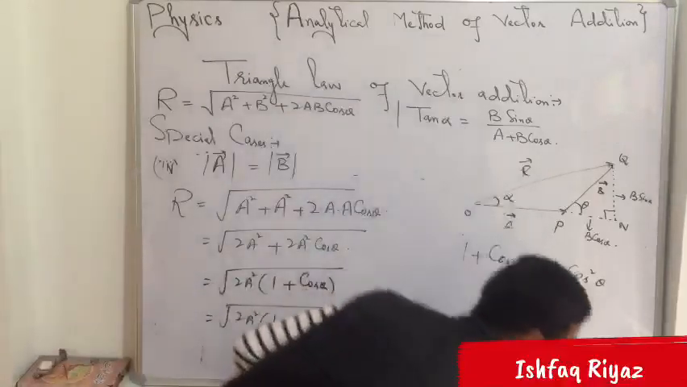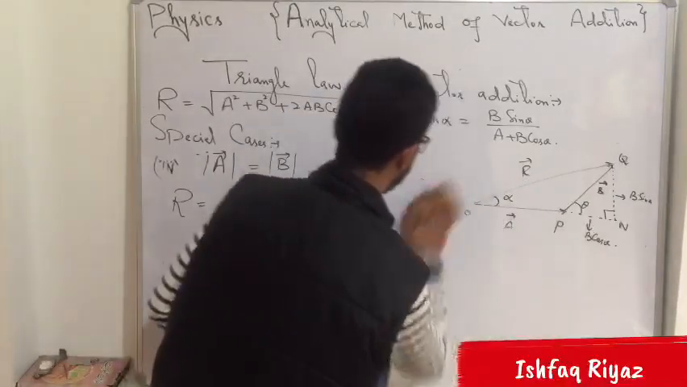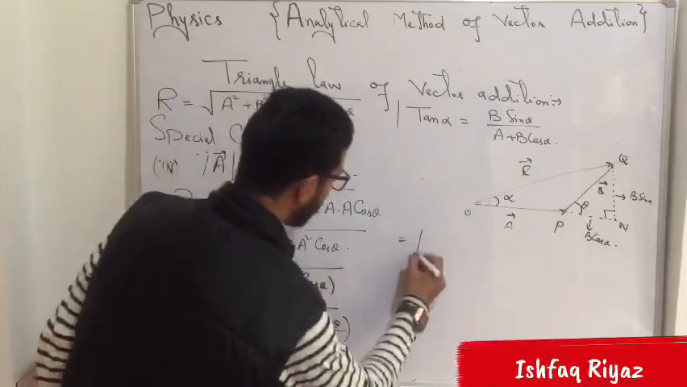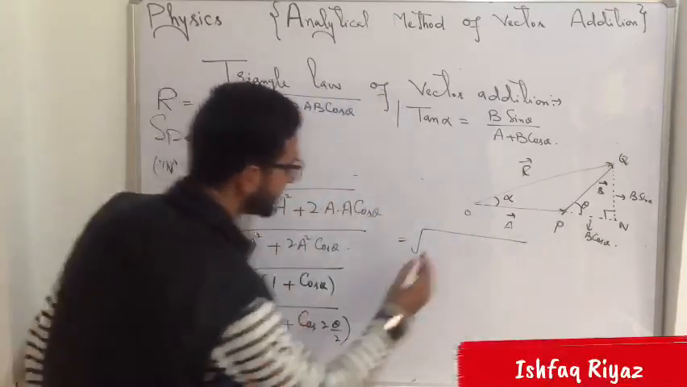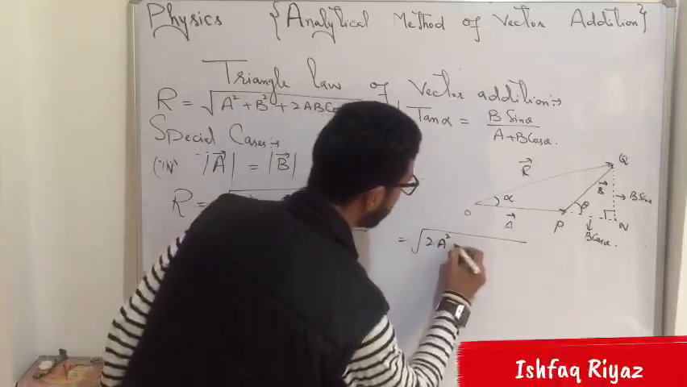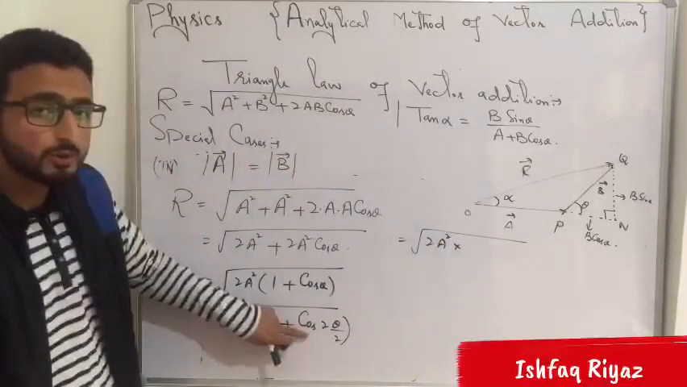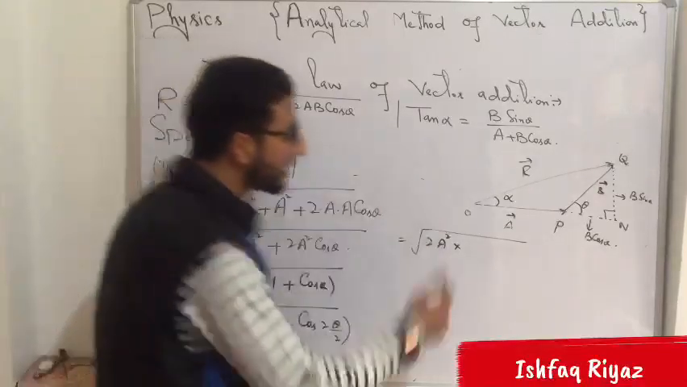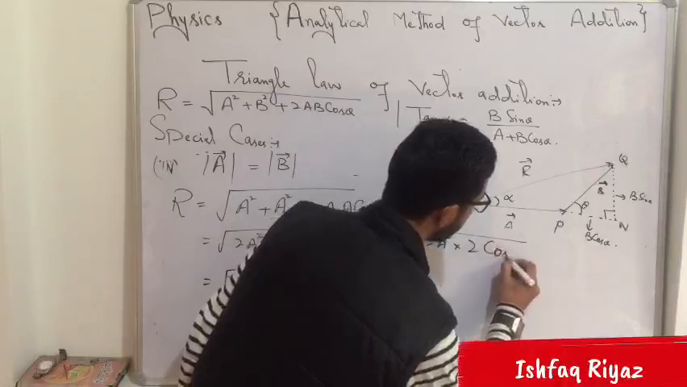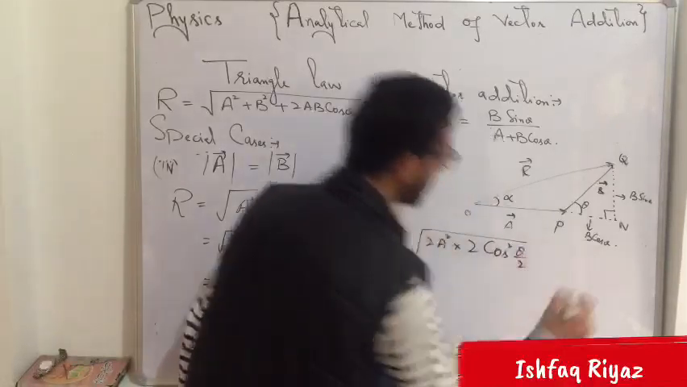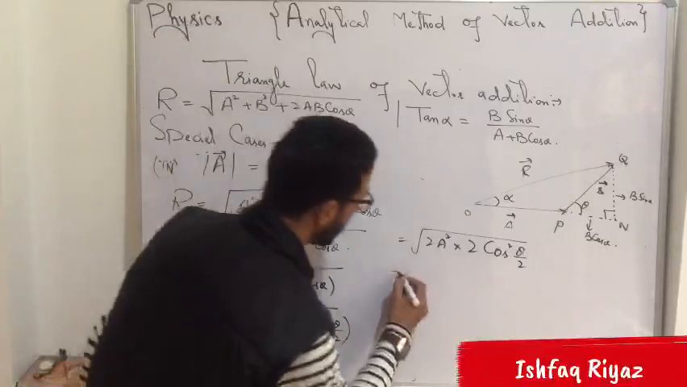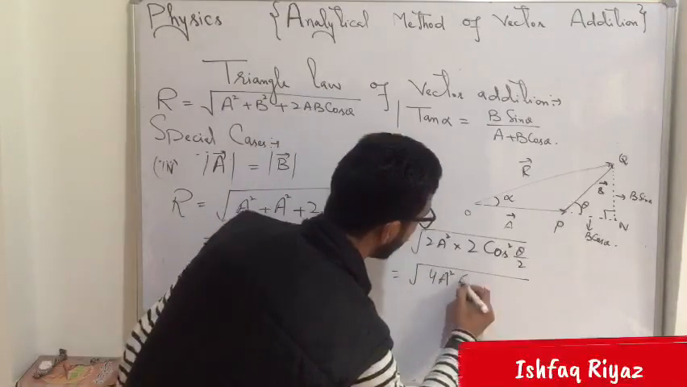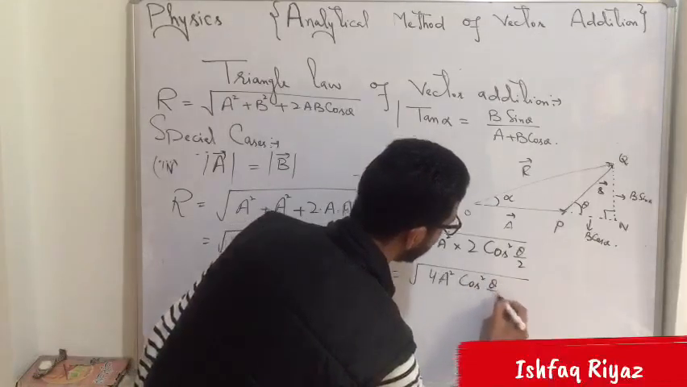So I will write this: r is equal to under root of 2a square. Now what will I write instead of 1 plus cos of theta? Twice cos square theta by 2. So this is 2 into 2, that is 4a square into cos square theta by 2.